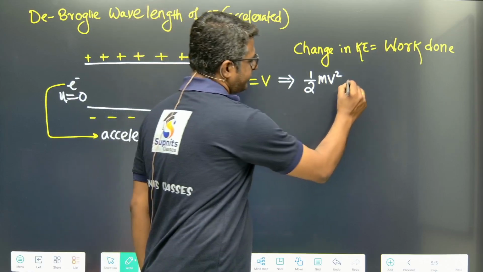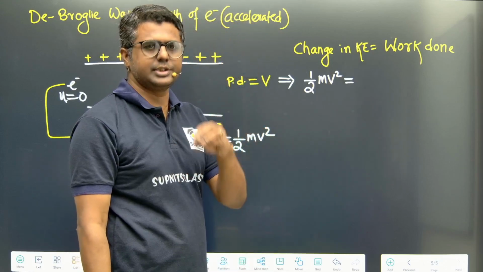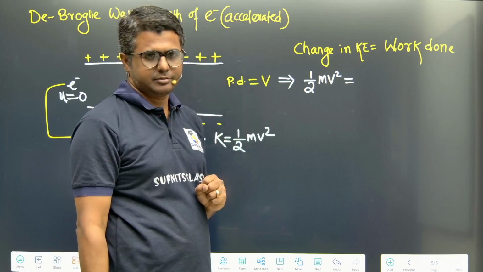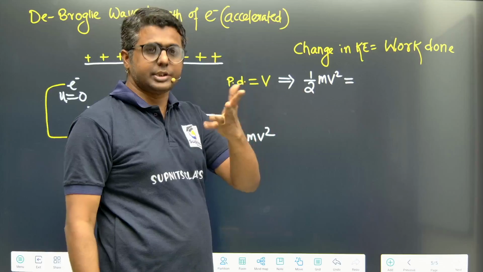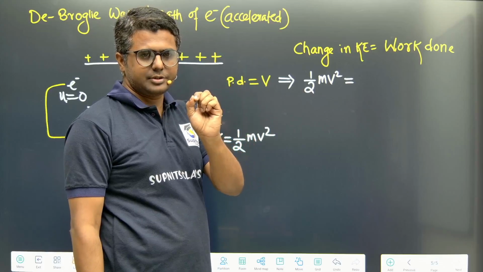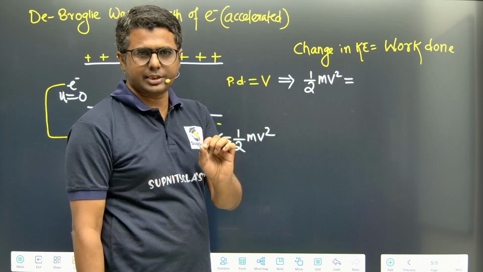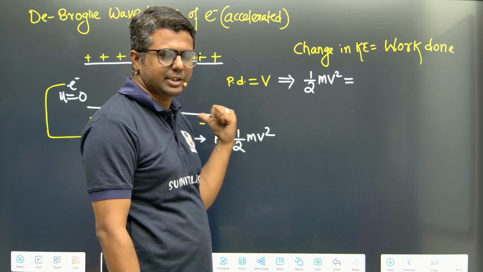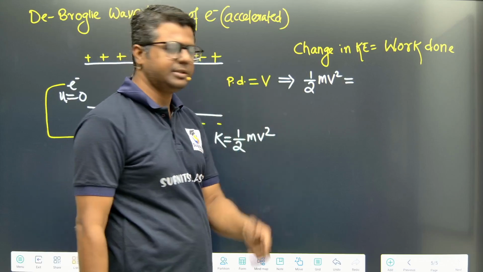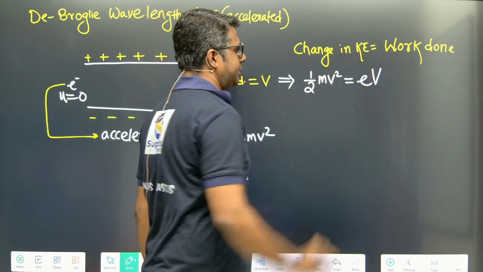Next, work done. Here the work is electrical work. It is done by the potential difference on the charge. So what is the charge? Charge into potential difference is electrical work. What is the charge of the particle? Electron's charge is e, so I will write e, capital V, which is the potential difference.